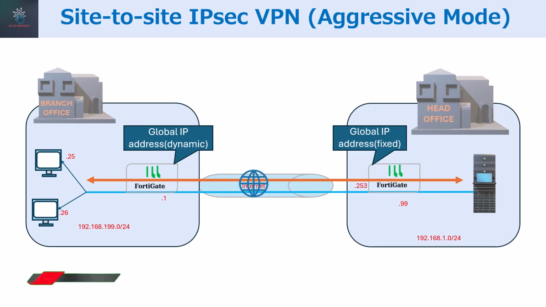So here in this diagram, at the head office, the FortiGate has a global fixed IP address and has an internal IP address of 192.168.1.0/24. Similarly, in the branch office, the FortiGate has a dynamic IP address and its internal IP address is 192.168.199.0/24 networks. So let's get started to configure.